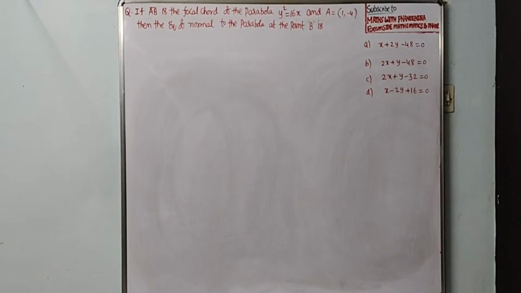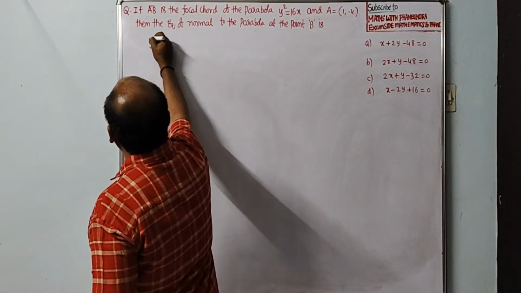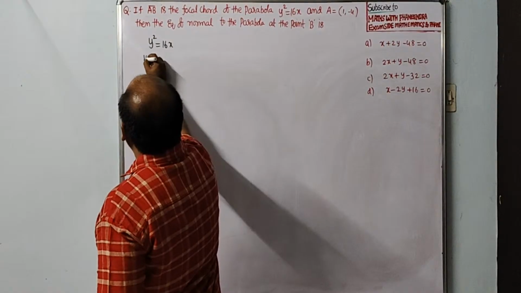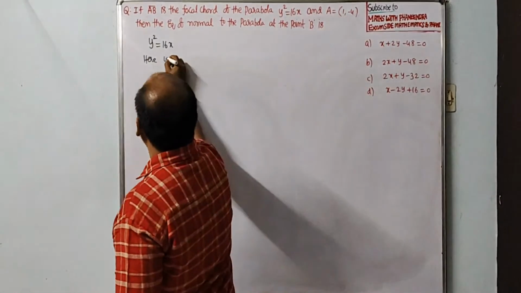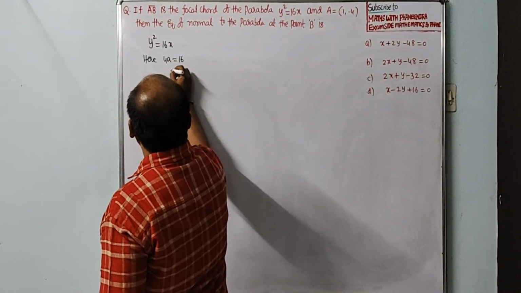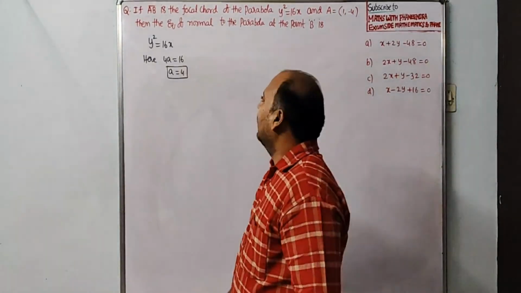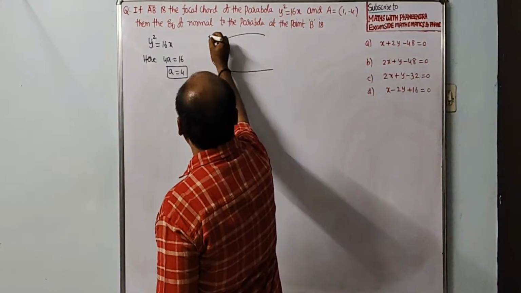See how we are going to do this. A rough diagram of y square is equal to 16x. So the given parabola is y square is equal to 16x. Here, compared with y square is equal to 4ax, 4a is equal to 16. So a is equal to 4, you got it, dear students. Next, rough diagram. This is the parabola.